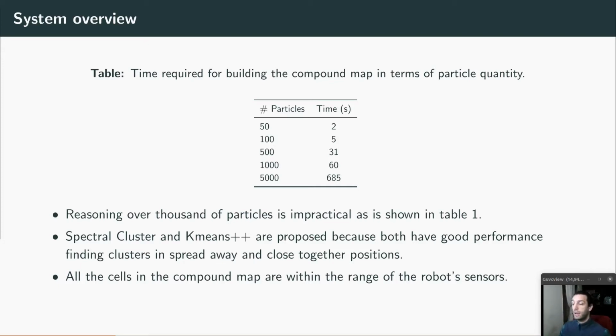Spectral clustering and K-means++ are proposed in this work because both have good performance finding clusters in this kind of information. And all the cells in the compound map are within the range of the robot sensors. So with only rotational movement the robot can sense the cells, which will discard more particles.